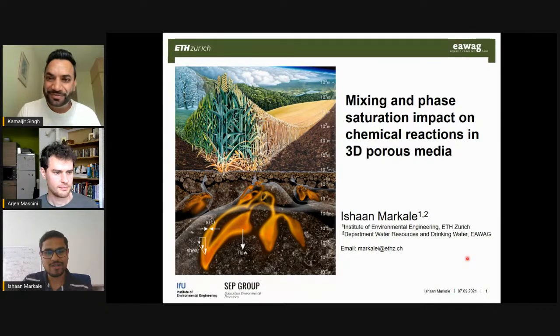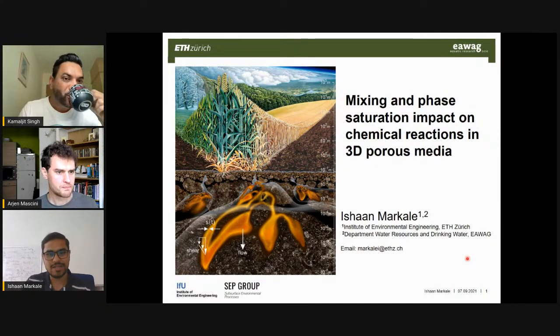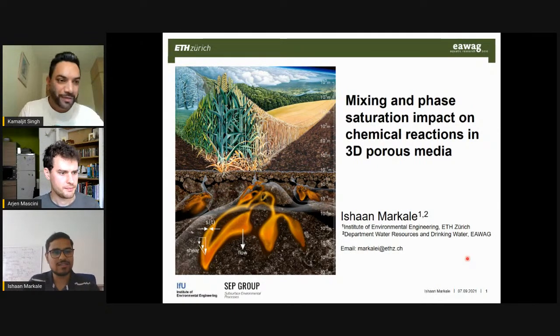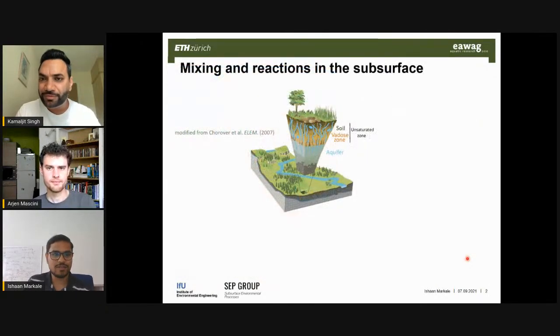So the title of my talk today is Mixing and Phase Saturation Impact on Chemical Reactions in 3D Porous Media. And just to give a little bit of introduction, what I'm mainly talking about is mixing and reactions in the subsurface. Here, if we look at the subsurface, we see the unsaturated zone and the saturated zone, which is the aquifer. And this shows how the soil can be a very complex environment.